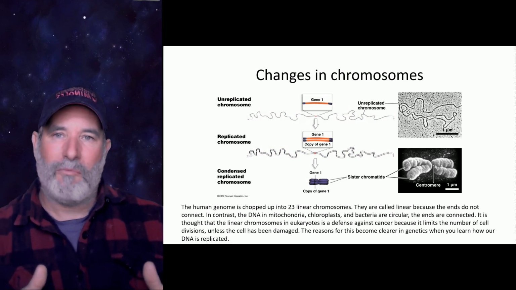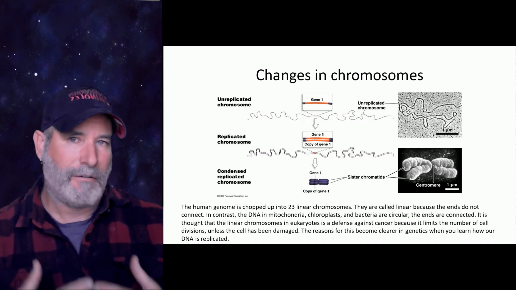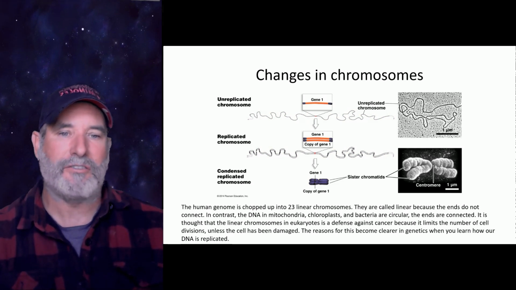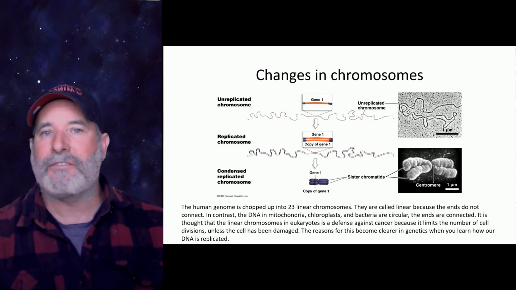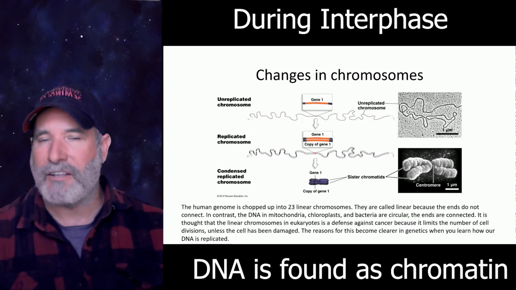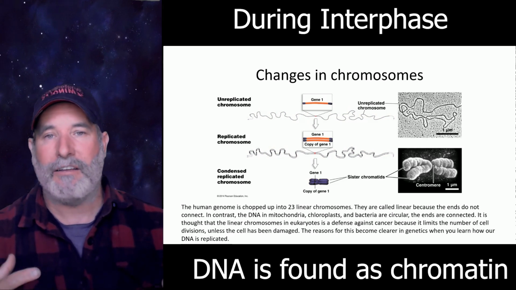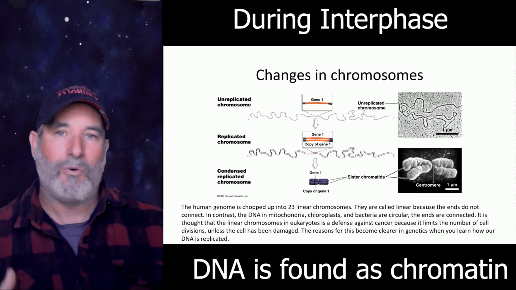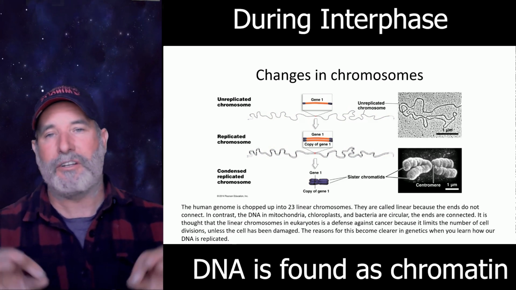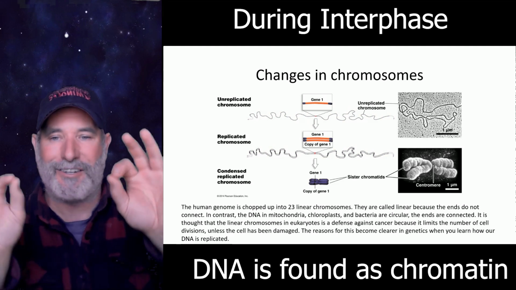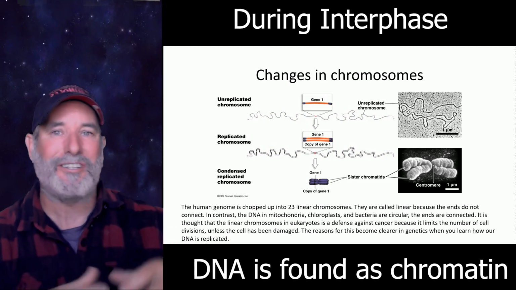So, changes in chromosomes. Like I said, when the cell is not dividing, when it's not in mitosis, it's what we call interphase. And we'll come to that in a second. And it's in this form called chromatin. You really can't see it except with an electron microscope. But our DNA is chopped up into 23 of these chromosomes that are linear. And if you look at the picture, you can see that the ends are not connected. That's why they're called linear. In bacteria, the ends are connected, so it's circular.